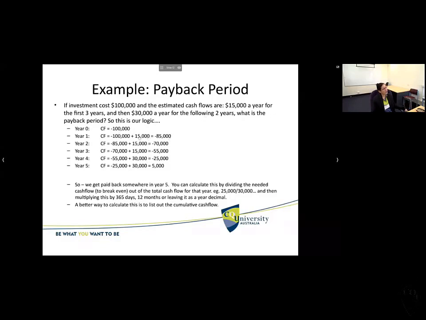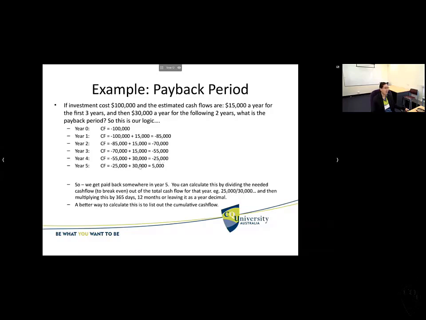So at the end of year 1, we've got the negative $100,000 from year 0, which was when we first invested, plus our first $15,000. So we're at negative $85,000 to recoup. At the end of year 2, we get another $15,000, so we're at negative $70,000 to recoup. At the end of year 3, we get a further 15, so now we've got $55,000 to recoup. At the end of year 4, we get $30,000 in, so now we've only got $25,000 to recoup.